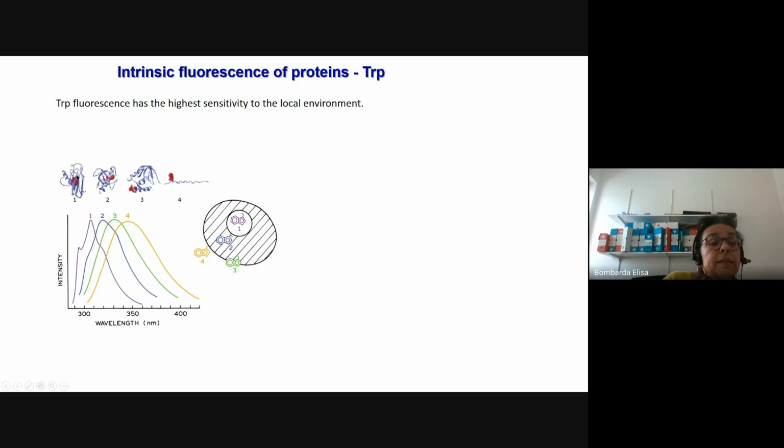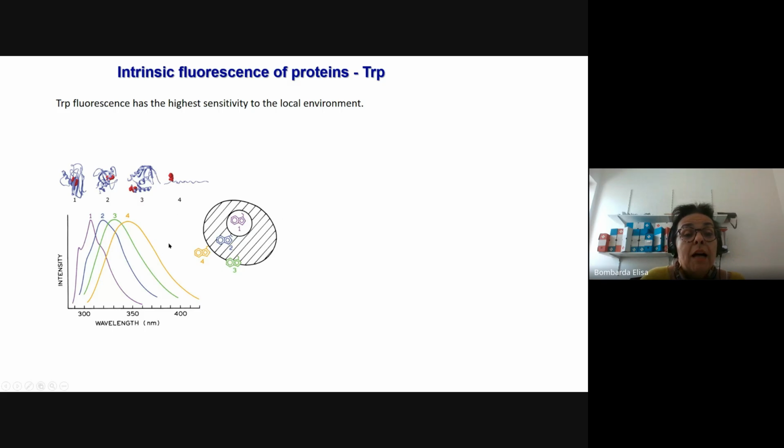And then closer to the surface, more accessible to the solvent, the fluorescence emission shifts towards higher wavelength. The solvent is, as you can expect, water, so it is polar. So increasing polarity increases the wavelength of emission.